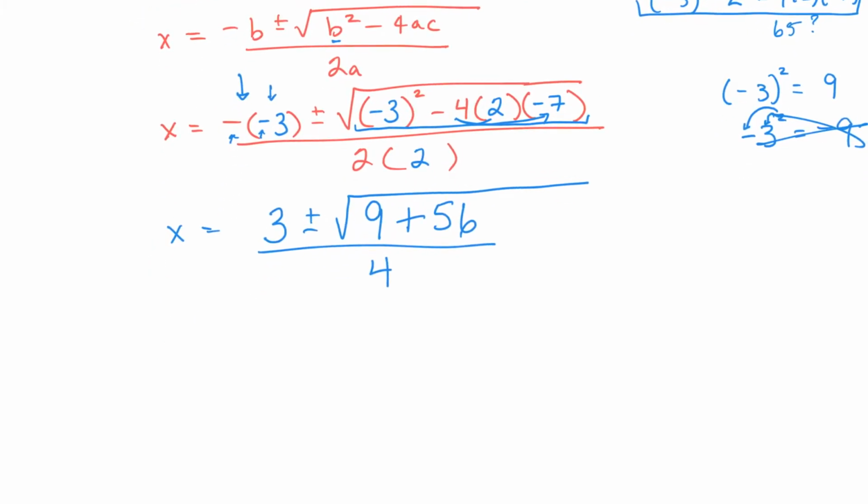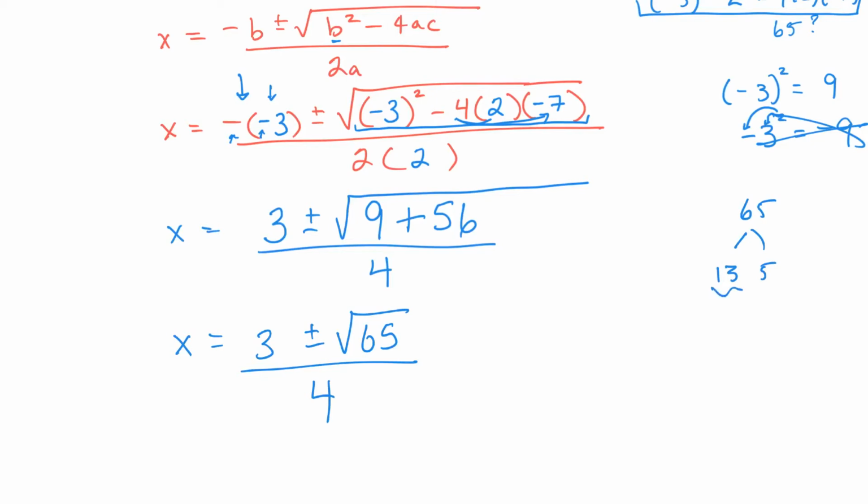Okay, just simplifying a little bit more. So I'll have x is equal to 3 plus or minus the square root of 9 plus 56, which is 65, right? All over 4. And I'd probably leave it there. You could take 65 and maybe try to break it down. I think that's 13 times 5. But I don't think you're going to be able to simplify the square root of 65 anymore. And so this is where my answer would be. This is an exact answer.